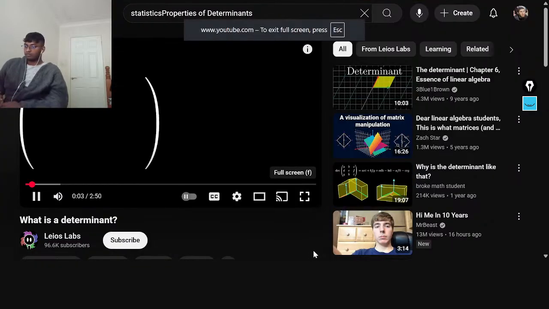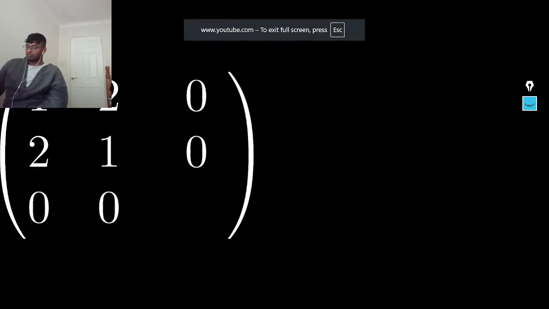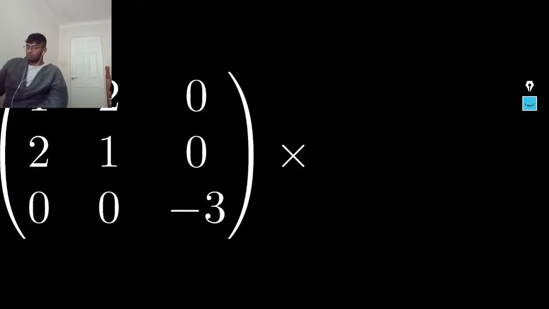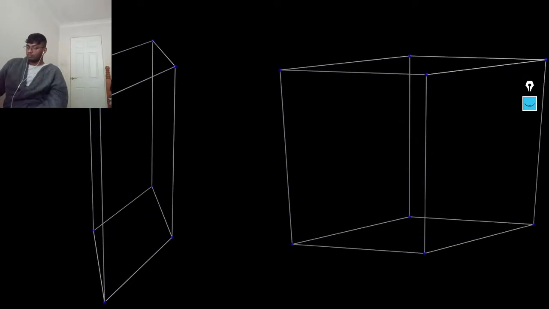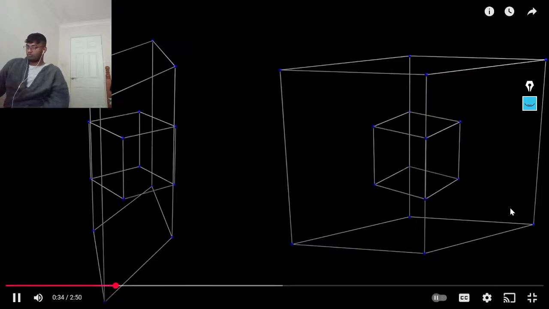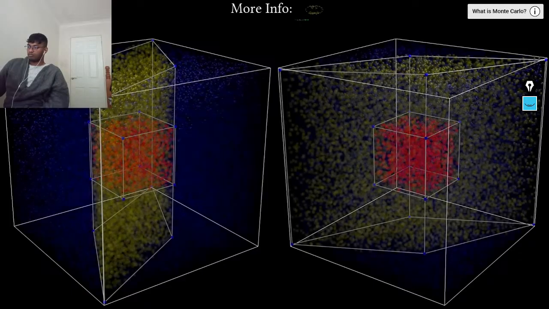Let's take a matrix of 1, 2, 0, 2, 1, 0, 0, 0, negative 3, and let's use this matrix to transform every vertex on a unit cube of length, width, and height 1, aligned along the x, y, and z axes. After transformation, you'll see that we have a completely different object than we had before. But now I have a bit of a question. How much larger is this new transformed object? We could solve this problem with numerical integration by encapsulating both objects in a larger cube and performing Monte Carlo integration. After integration, we can say that the larger object is about 9 times bigger than the unit cube.